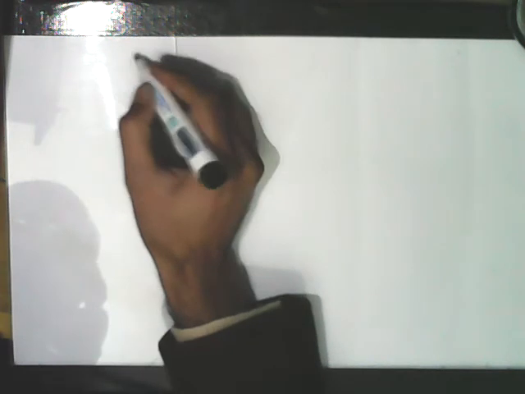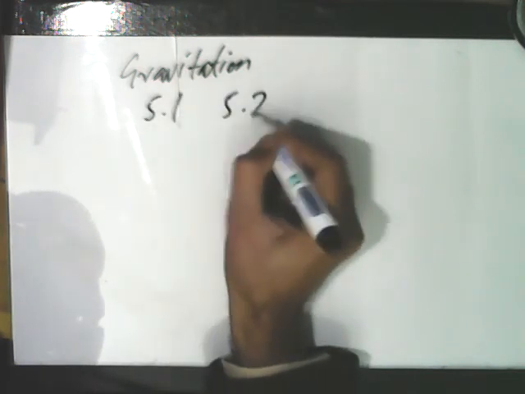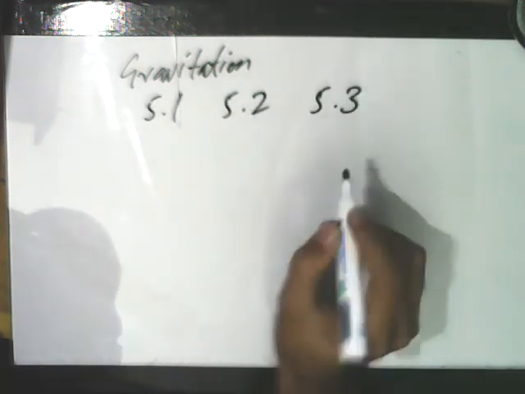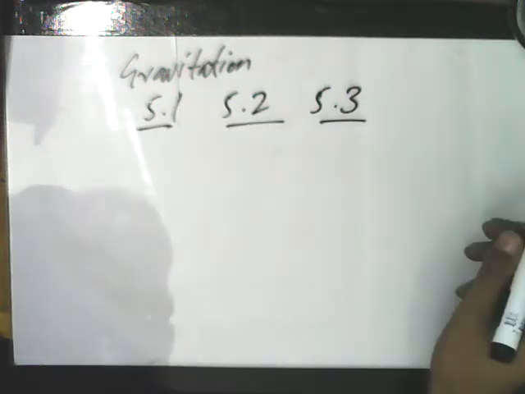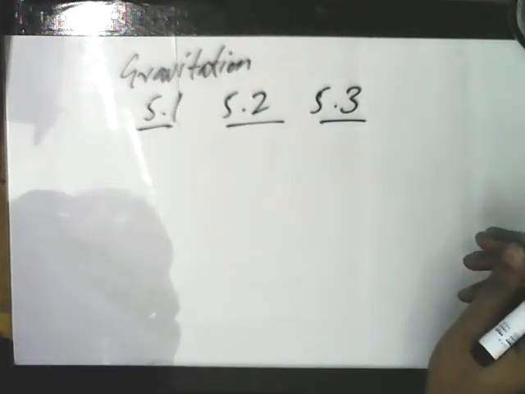Actually, the topics that we're going to cover for this chapter, which is gravitation, are basically 5.1, 5.2 and 5.3. These are the three topics as per the reduced syllabus from Federal Board.